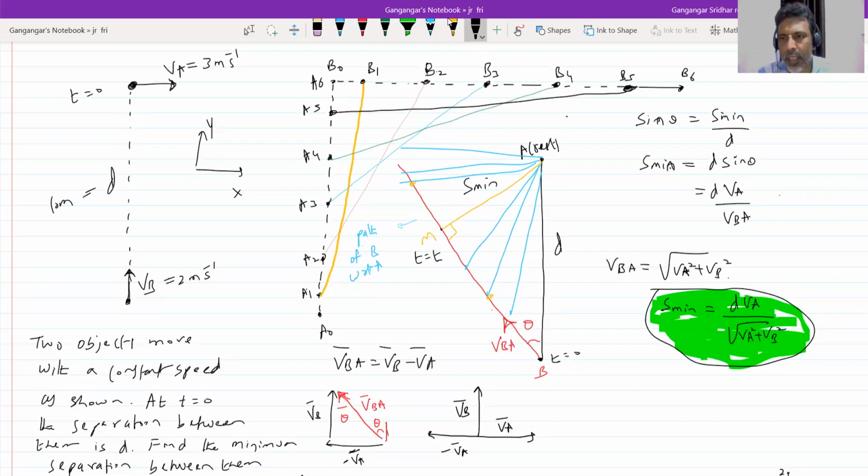So what is the formula for that? VBA is equal to SM by T. This T minimum has to be determined. So for that, we don't know BM, how to calculate BM. Cos theta. So any formula can you write here? Cos theta is equal to BM by D. So this will become D cos theta.